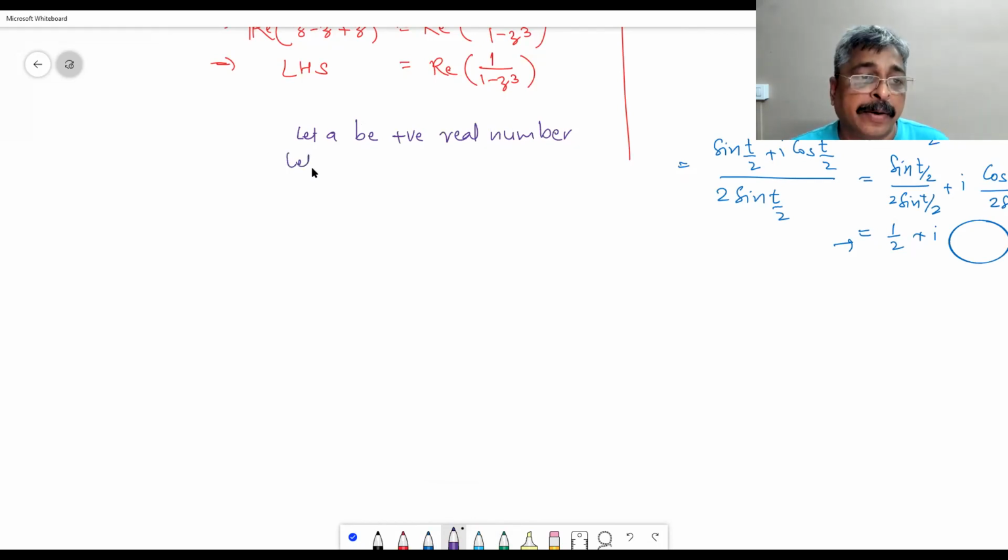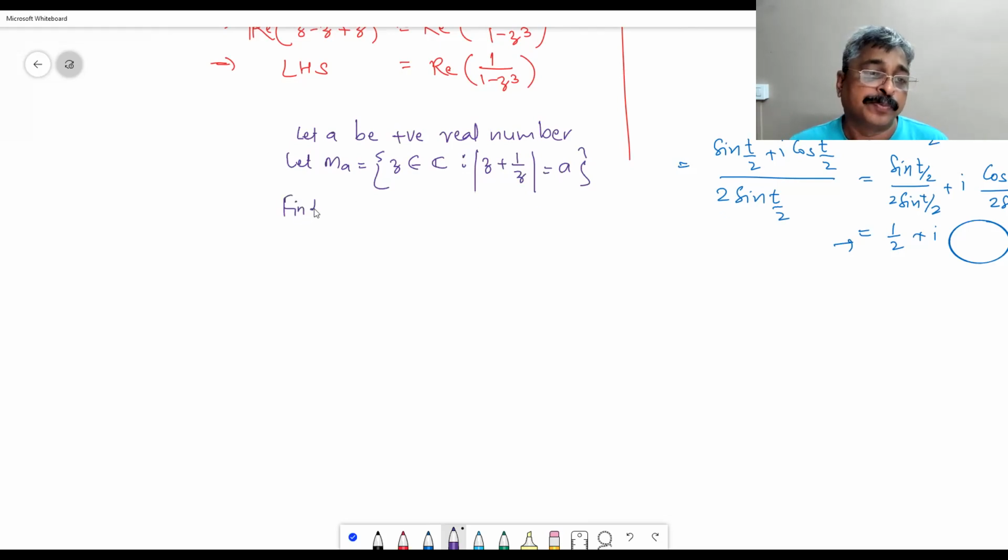Let M_A be equal to all those z belonging to complex numbers such that the absolute value of z plus 1 upon z is equal to A, bracket complete. Find the minimum and maximum value of mod z when z belongs to M_A.